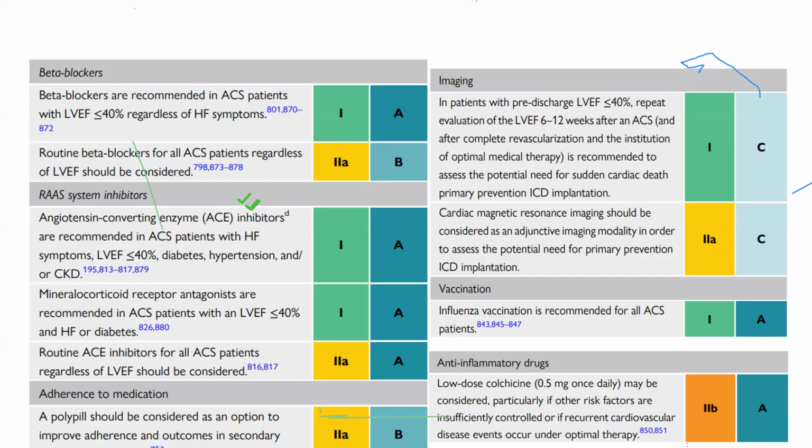The use of beta blockers is recommended in ACS with reduced EF, less than or equal to 40%. Routine beta blockers for all ACS, regardless of EF, should be considered. That is 2A. But with the new research that showed that for those with preserved EF, there was no benefit, this may change and they may localize it to mildly reduced or reduced EF.